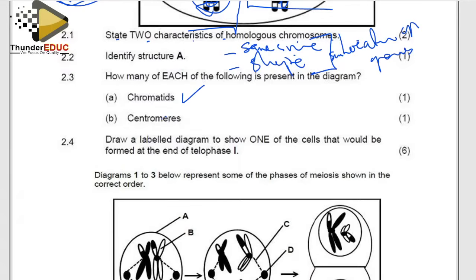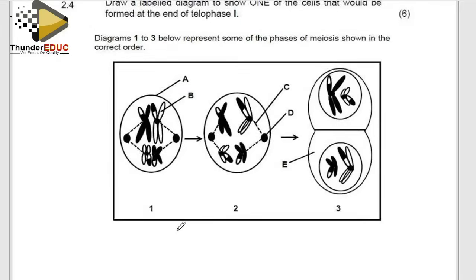We go to the next question. They're saying, what is A? A is the cell membrane. What is B? It says a chromatid. And C is the spindle fiber. D is the centriole.